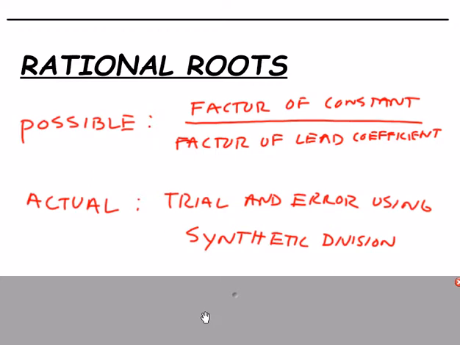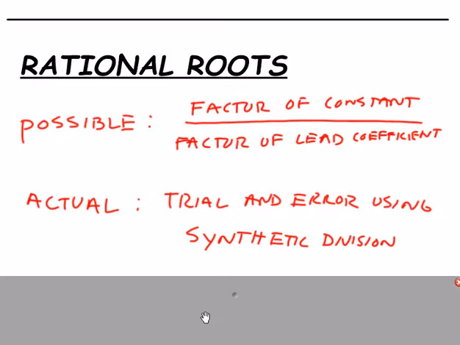So the way you generate the list of possibilities is you get all the factors of the constant. Now, not every polynomial needs to have a constant, but whatever the lowest degree is, you would find all the factors of that number, and then you would take turns dividing it by all the factors of the lead coefficient, the number that's all the way out in front. Every polynomial has to have a lead coefficient.